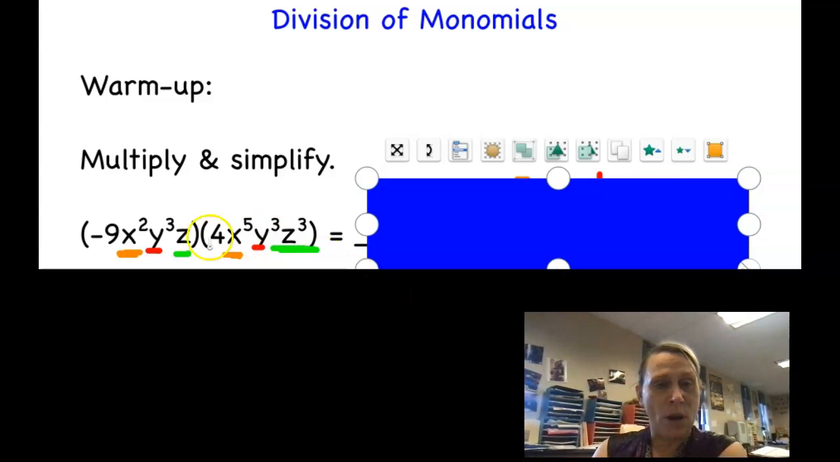As you can see, we have the quantity of -9 x squared y cubed z times 4x to the 5th y to the 3rd z to the 3rd power. So feel free to pause me, and then after you unpause me, I will reveal the answers. So pause me now.